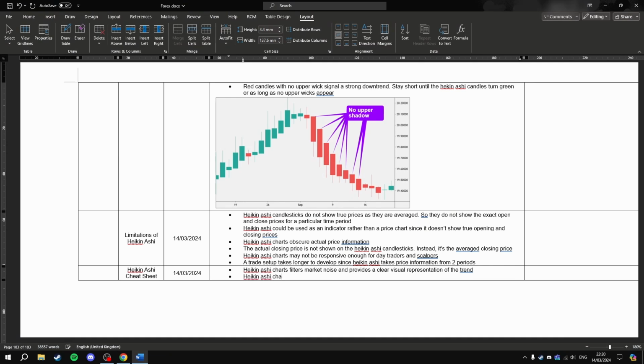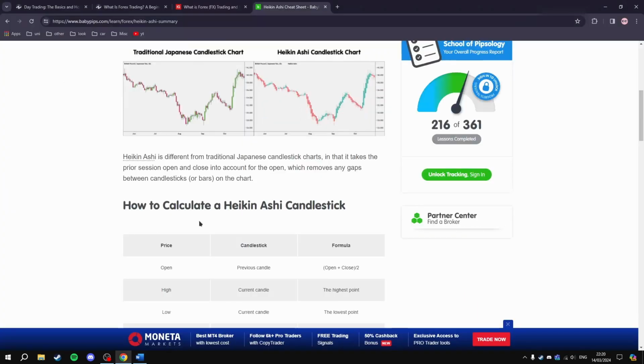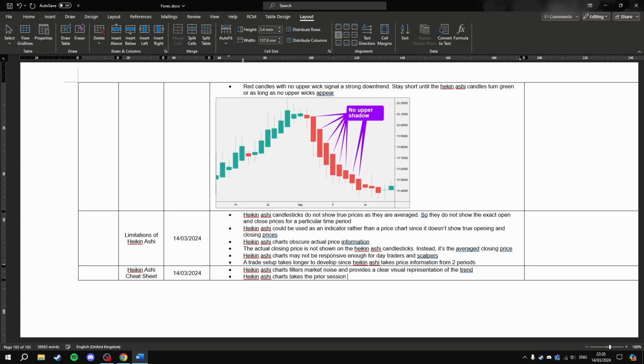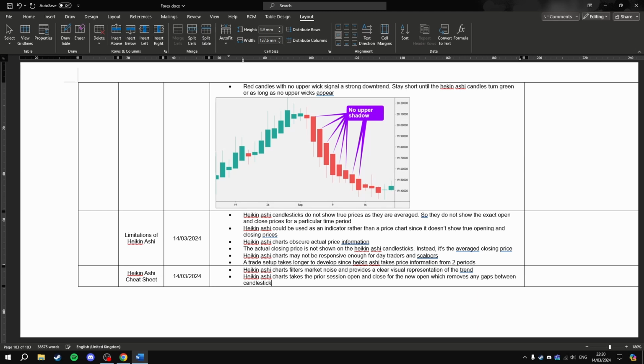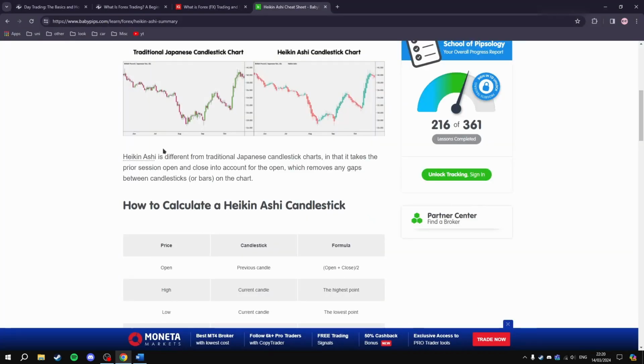Heikin Ashi charts take the prior session open and close for the new open, which removes any gaps between candlesticks. Hence why it flows so smoothly.